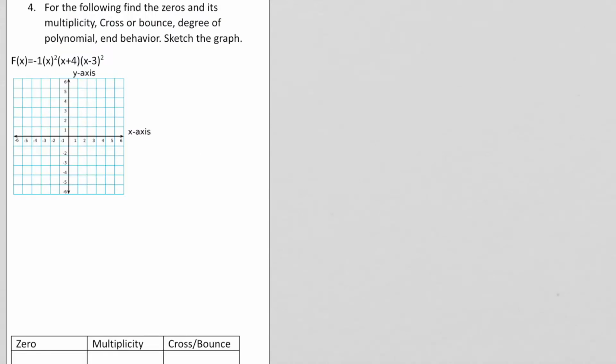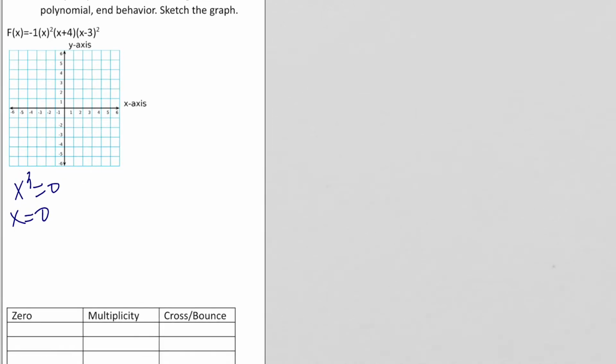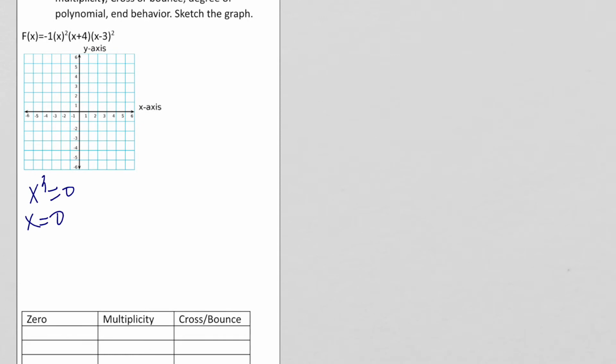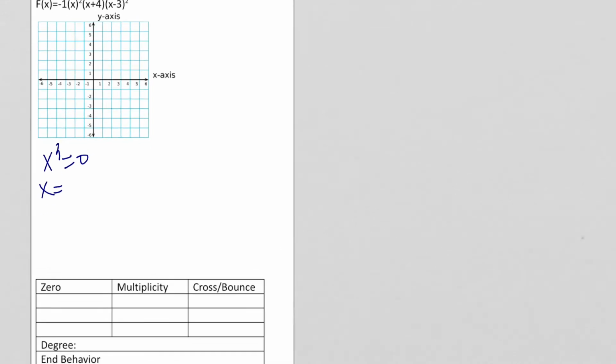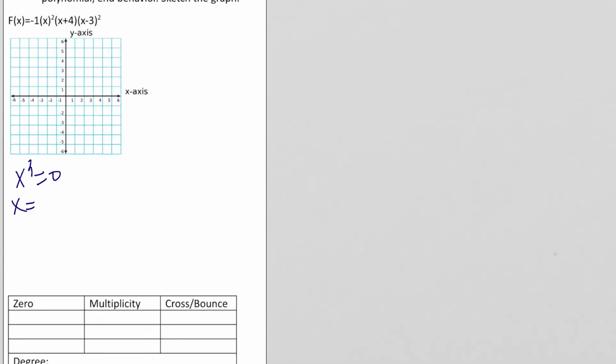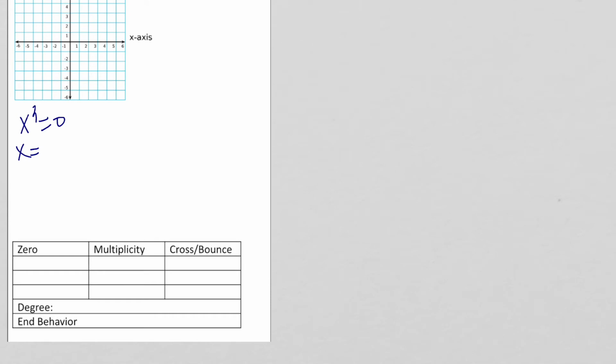All right, we have another one for number 4. Find the zeros and their multiplicity. Okay, so we have an x squared. So that makes one of the zeros 0. So let's put that in the chart here. Can I move this up? Yes, a little bit more. Okay, so that one is 0.